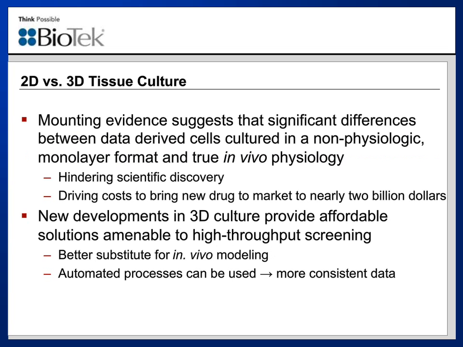So the most cost-effective solution is to obtain better targets and initial toxicological results using more relevant cell culture methods before candidates progress to animal testing and further stages of drug discovery. So more recently, new developments in 3D culture provide some affordable solutions that are also amenable to high throughput screening. And these have been found to be a better substitute for in vivo modeling or animal testing, as well as the automated processes themselves can provide for more consistent data.